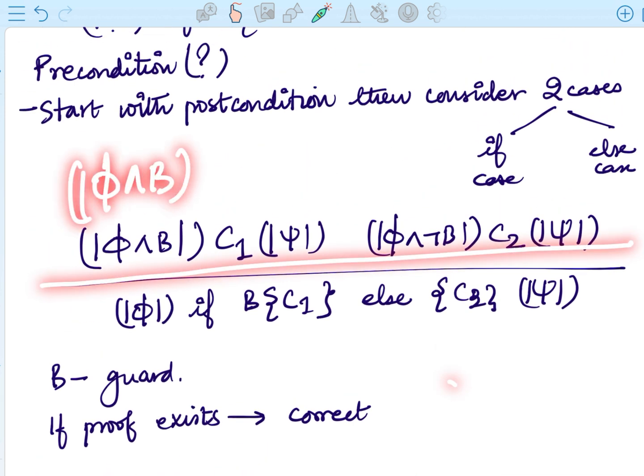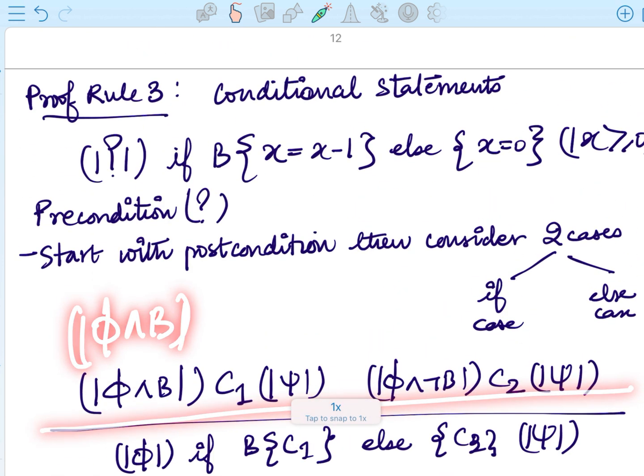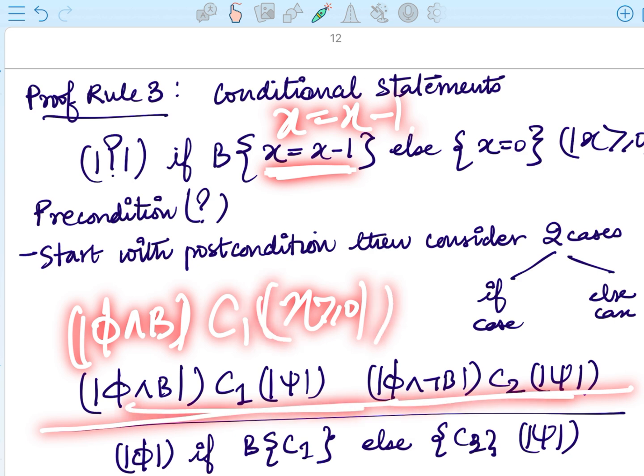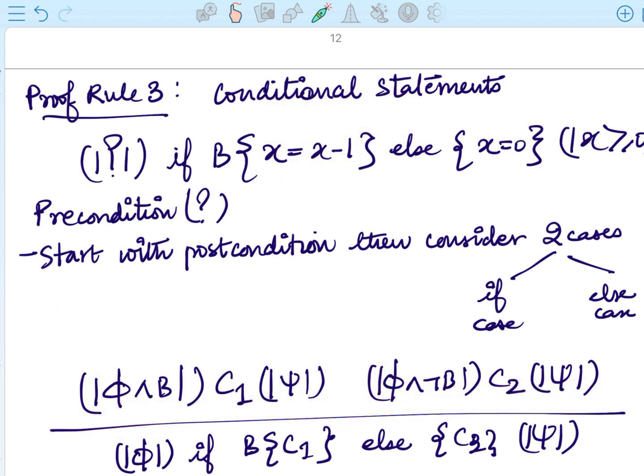What is the guard? Guard is something that comes in between, which is true, which is x is equals to x minus 1. Okay, condition 1, psi. Psi is x is greater than equal to 0. This is the first condition. Then the second condition. Now, you do not know, you know the phi. Do you know the phi? No, you do not know the phi. But either case 1 will work or case 2 will work.